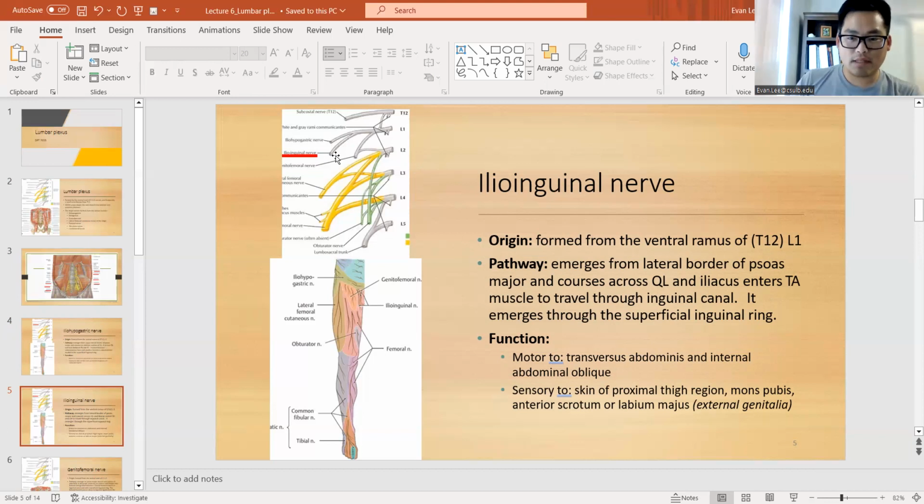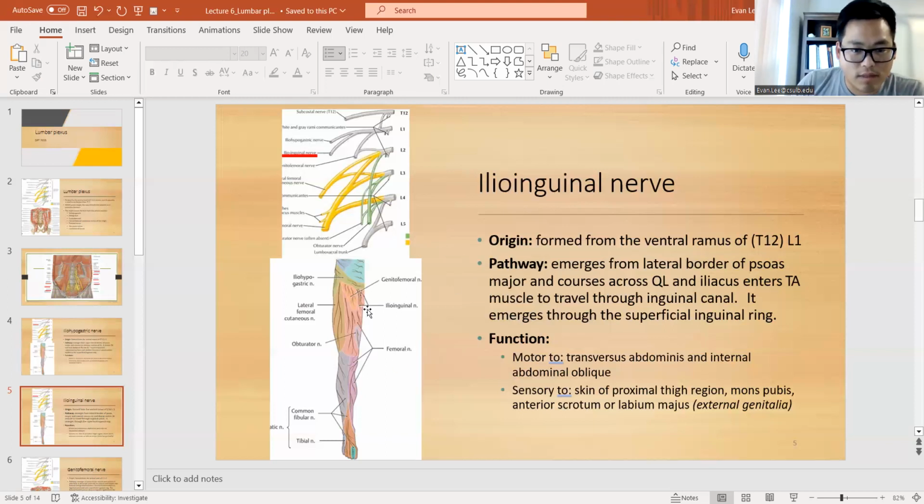Ilioinguinal. Now, once again, ilio means that it's going towards the ilium region, but in this case, it's actually going to go through the inguinal canal, which is traveling through the inguinal ligament. So if you recall, you have a ligament that goes from the anterior superior iliac spine towards the pubis, and that band is going to have a space inside of it. That space is the inguinal canal. And the ilioinguinal nerve will go through that canal, and then it'll go to the inguinal region. So inguinal means the groin region.